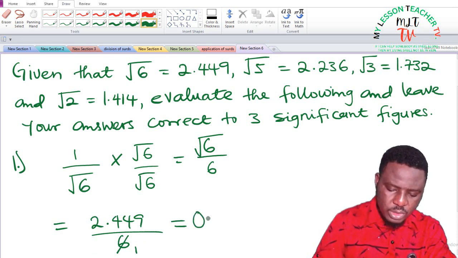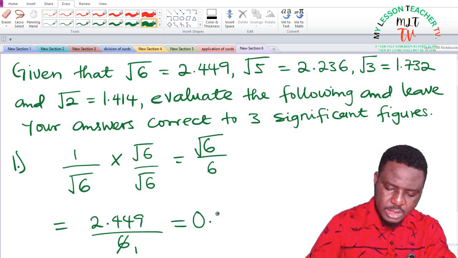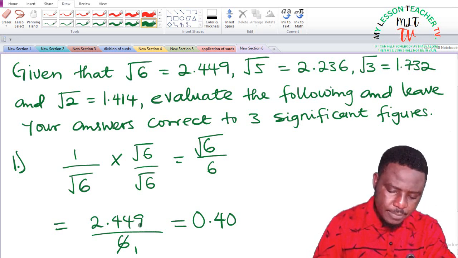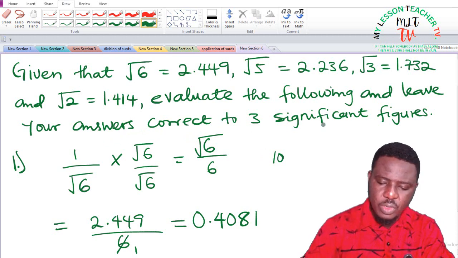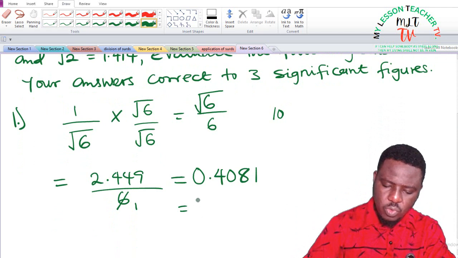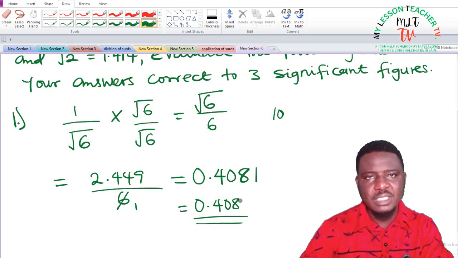6 into itself is 1. 6 into 2 it cannot. So you write down 0, put your point, and take the first 2 digits. This becomes 24. 24 divided by 6 is 4. Take the next digit. 6 into 4 it cannot. You write down 0 and take the next 2 digits, which is 49. 6 into 49, I know that 6 times 8 is 48. So this becomes 8. Remainder 1. Add 0 to that 1 and divide. It gives you 1. But remember, our question says we should leave our answers correct to 3 significant figures. And when you approximate, this is equal to 0.408. Because 1 is not up to 5, we round it down and add 0 to the third significant digit.